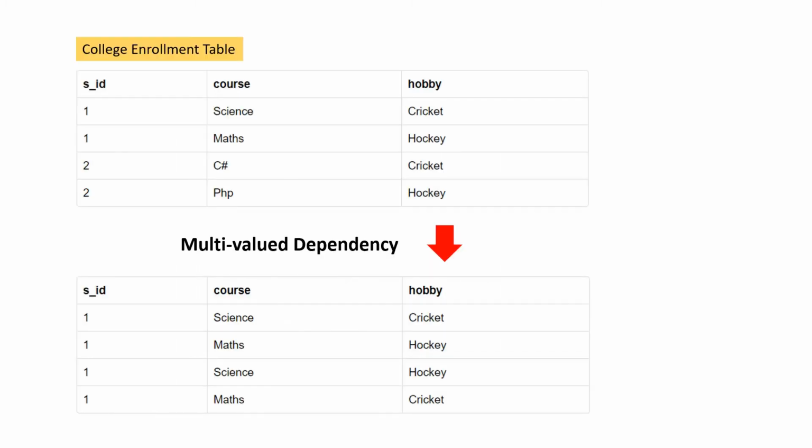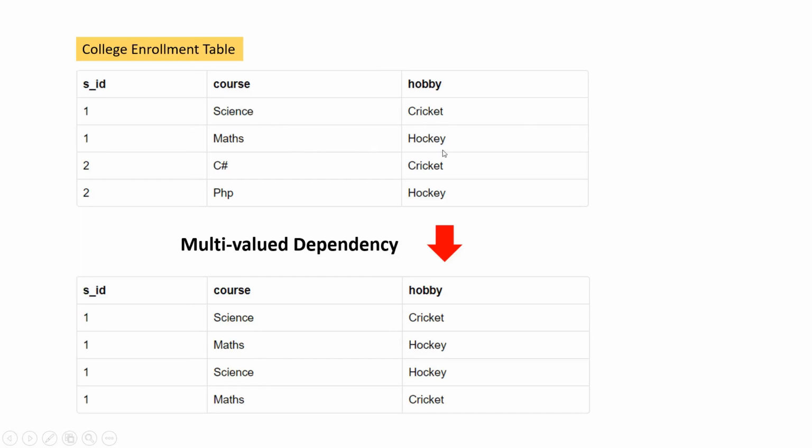Okay, in the example, here you can see the college enrollment table. Here are the SID, course and hobby columns. As you can see in the table, the student with SID 1 has opted for 2 courses, science and math, and has 2 hobbies, cricket and hockey.